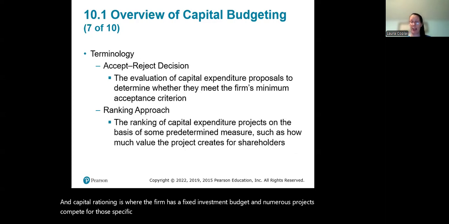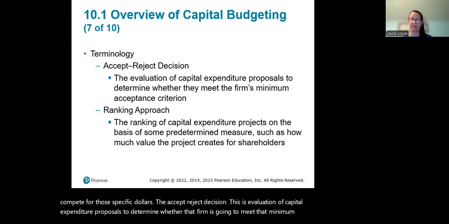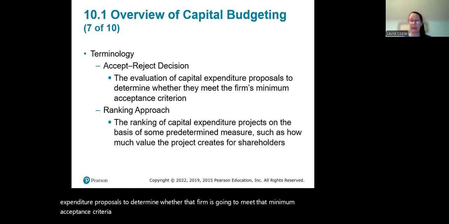The accept-reject decision. This is the evaluation of capital expenditure proposals to determine whether the firm is going to meet that minimum acceptance criterion. Ranking approach, the ranking of capital expenditure projects on the basis of some predetermined measure, like how much value that project creates for our shareholders.